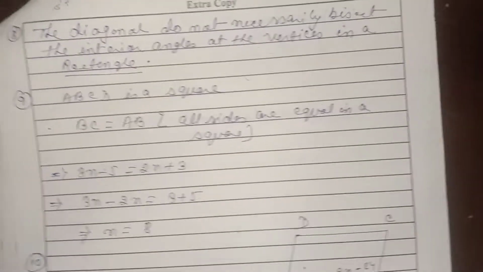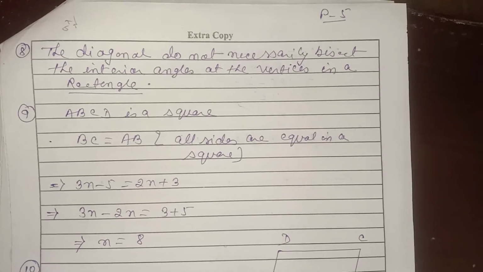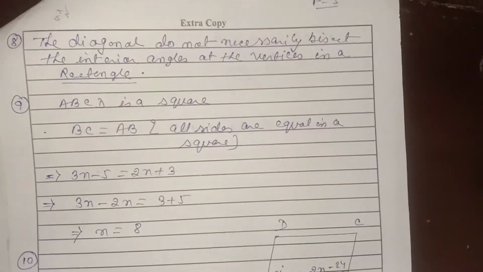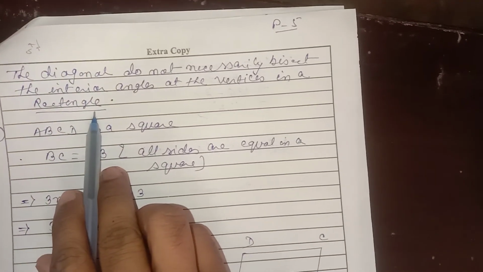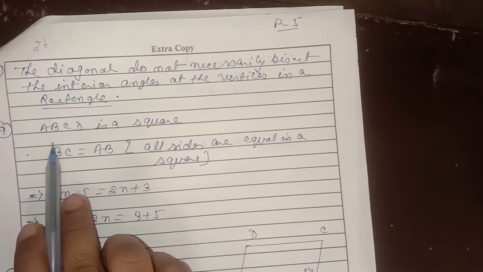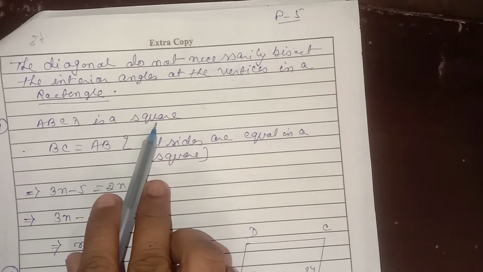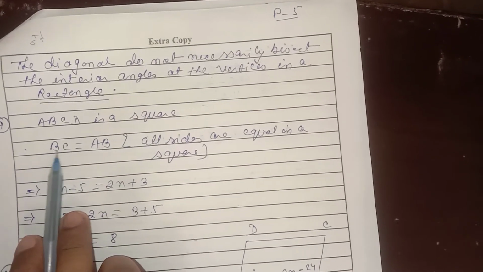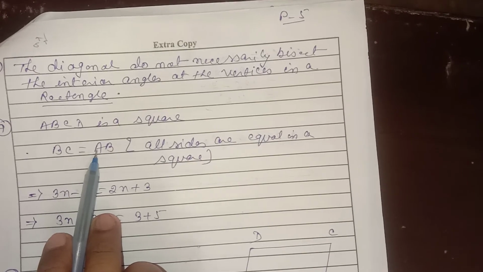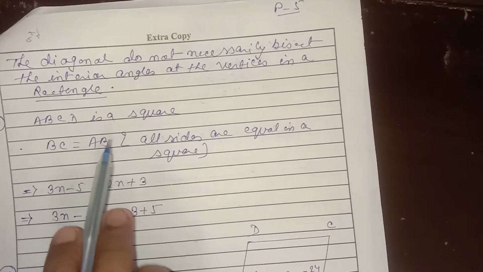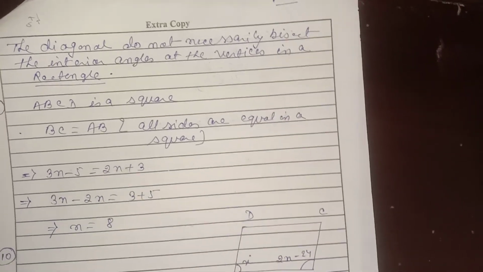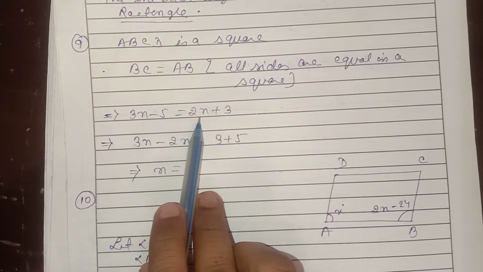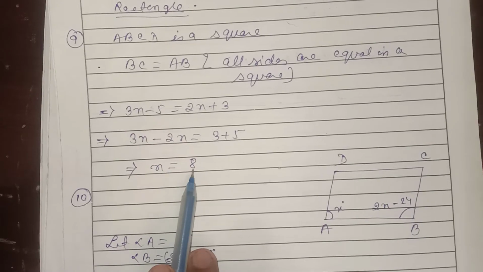Then here, question number 8. The diagonals do not necessarily bisect the interior angle at the vertices in a rectangle. Question number 9. ABCD is a square. Square means all the sides are equal. So BC equals to AB, that means all the sides are equal in a square. Put the values of it and try to find out value for x.